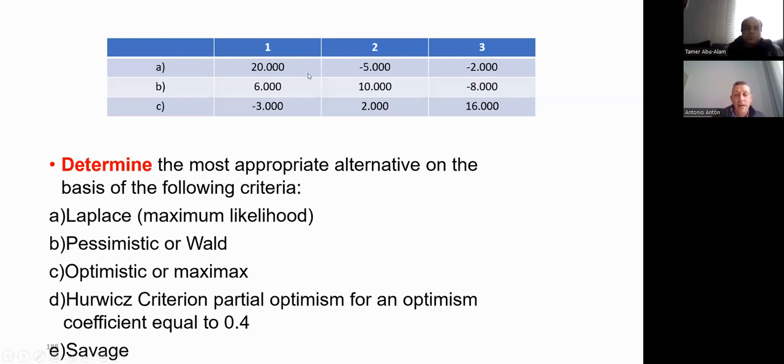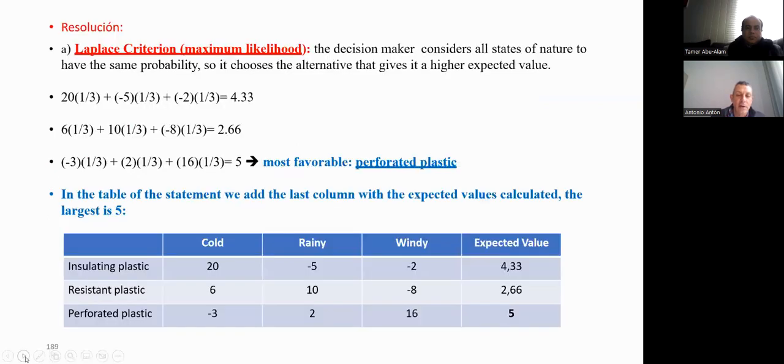They thought that the best outcome involves the highest, and the highest is 2,000 euros. So in this scenario, they focus on the best: insulated plastic and a cold scenario. They thought the best scenario would be to put insulated plastic, because they get the maximum.